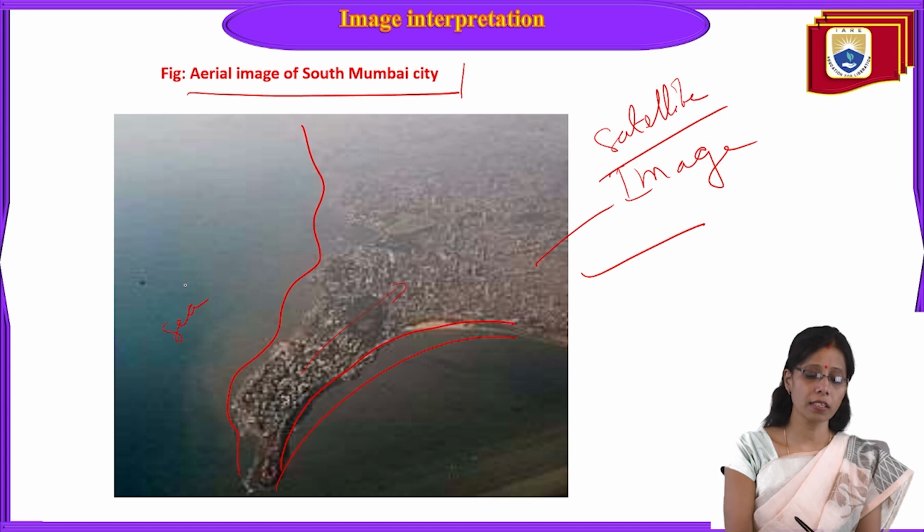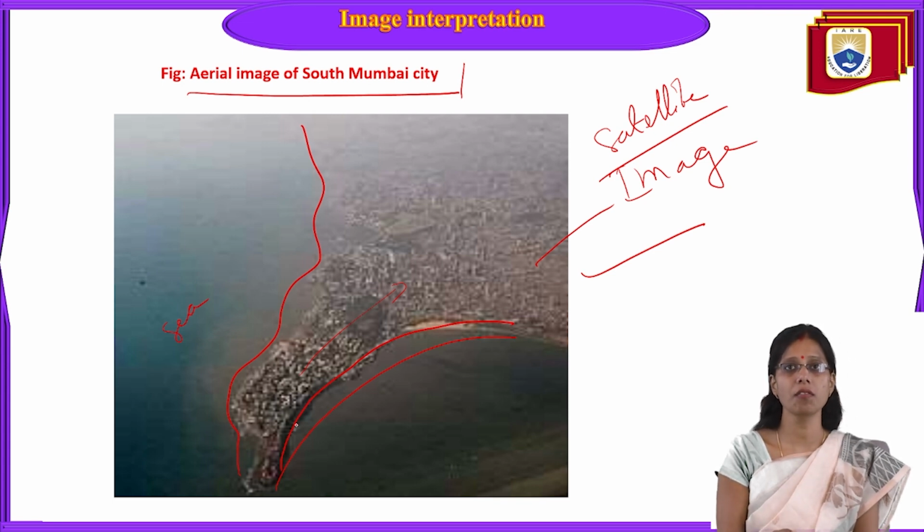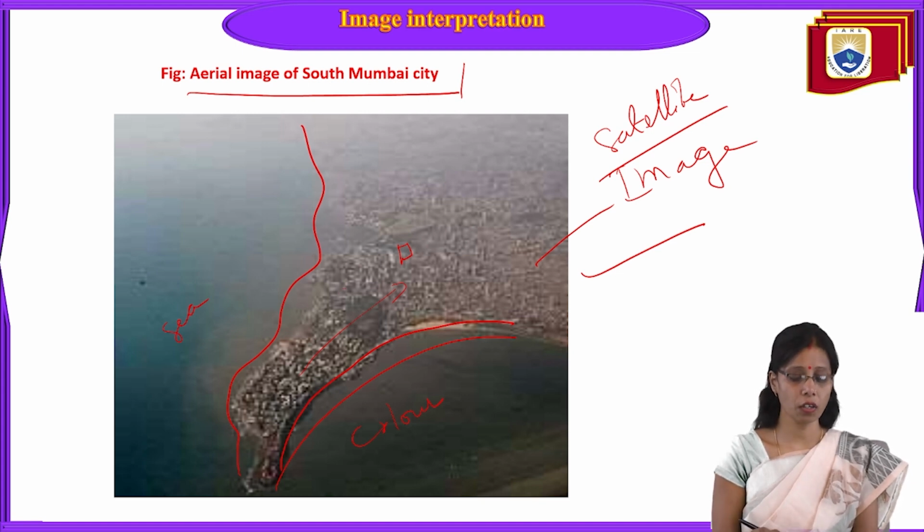This means there is nothing written in this image, but still we are able to identify based on the color, and based on the type of the object, like the texture, how it looks like, and the type of the object, we are able to identify the object.